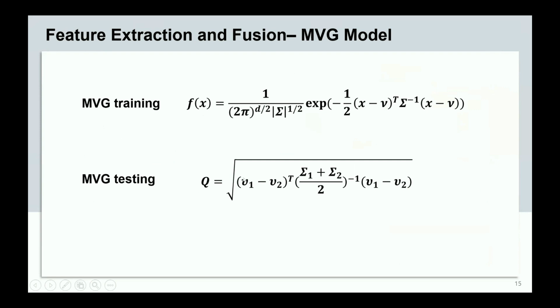For the MVG training, we use features from pristine images to get mu and sigma, where mu means the mean value and sigma means the covariance matrix. And we compare the difference of them, where mu1 and mu2 refer to the original parameters and the test parameters from the model, and Q is the quality.